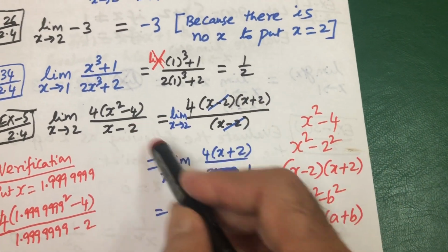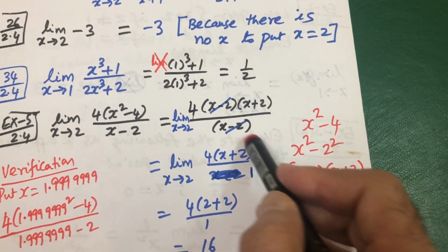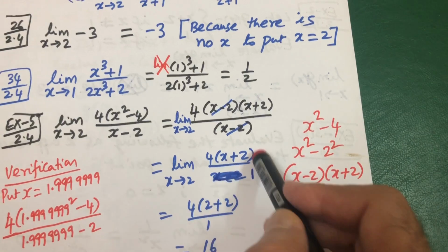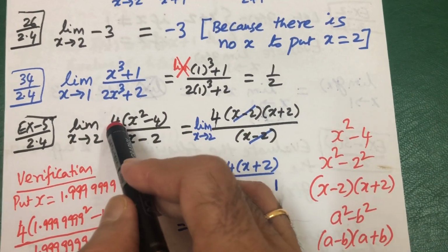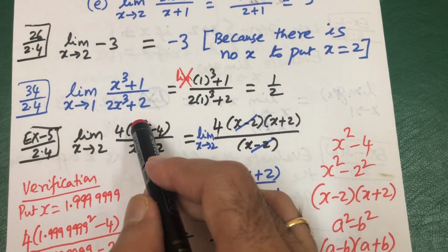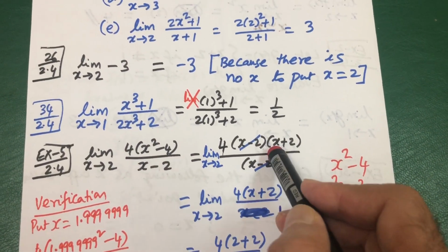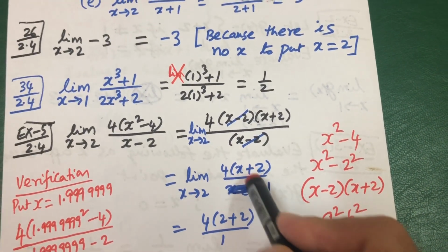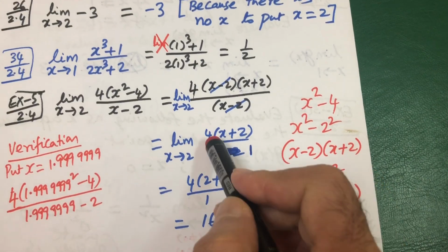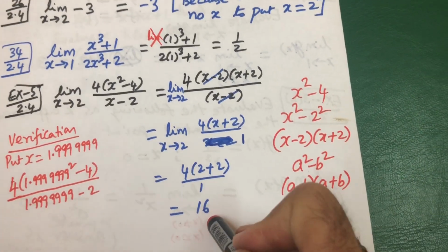What is the problem now? Limit x tends to 2, 4 times x plus 2 over 1. Instead of giving the problem and making our job easy, that man troubled us by giving it like this. So you have to remove the trouble. What is the trouble? Factorize and then cancel. This is the problem. How to do a limit problem? Put x equal to 2 as long as the denominator is not equal to 0. 4 times x plus 2, x is 2, 2 plus 2 over 1 is equal to 16.